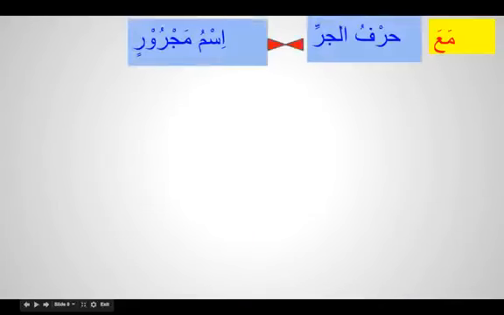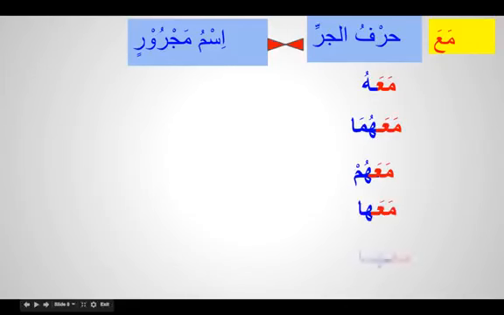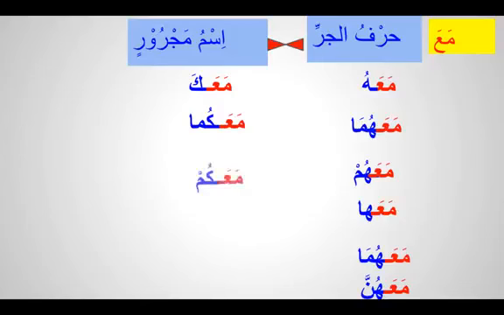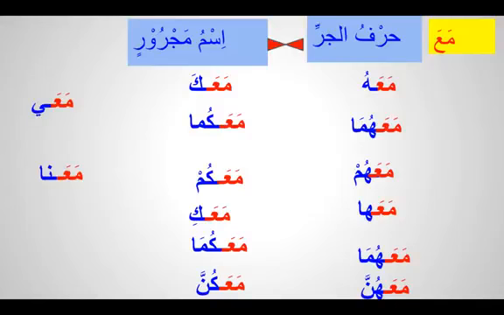So we have ma as a harf jar, and the noun which comes as an attached pronoun is an ism majroor. So it's ma'ahu, ma'ahuma, ma'ahum, ma'aha, ma'ahuma, ma'ahunna, ma'aka, ma'akuma, ma'akum, ma'aki, ma'akuma, ma'akunna, ma'i, ma'ana. There's a kasra here because of the ya: when there is a ya, it becomes kasra, ma'i.